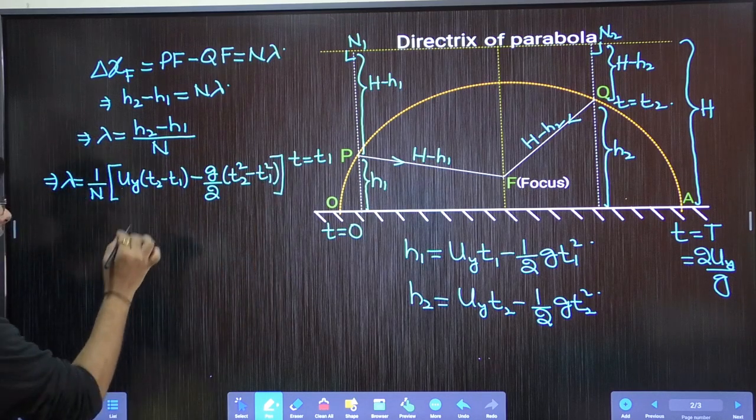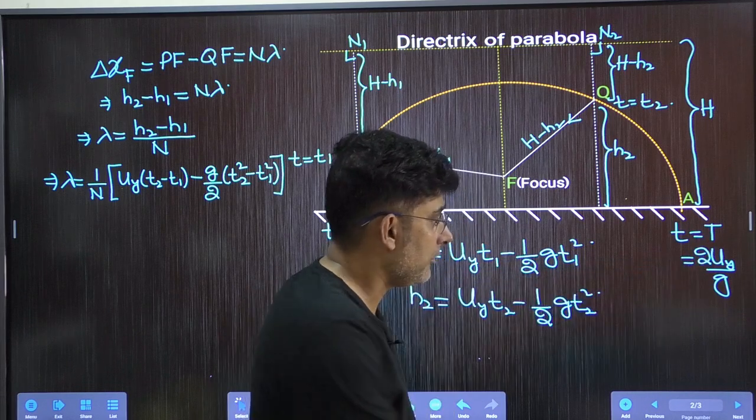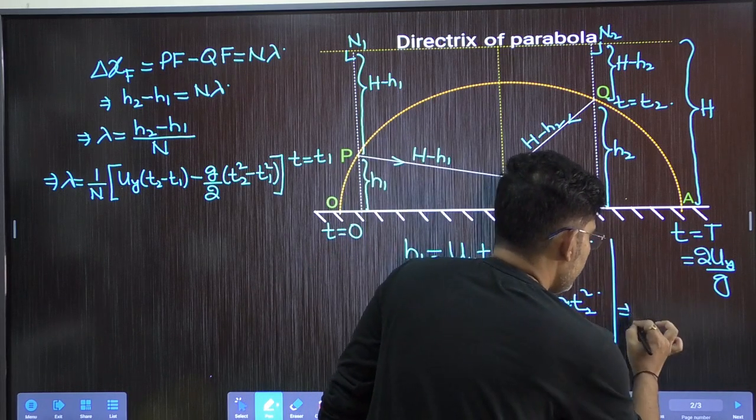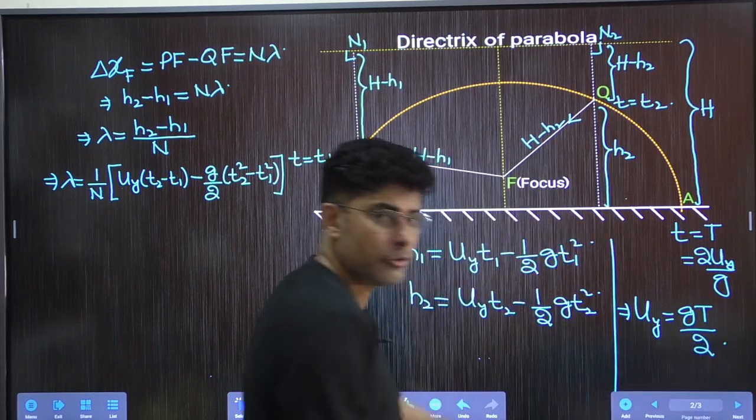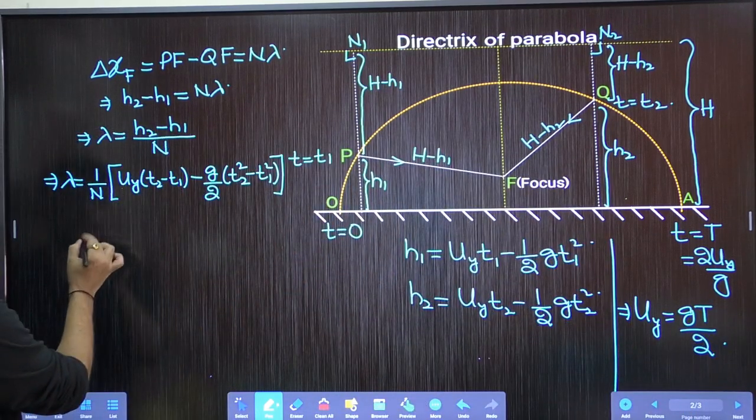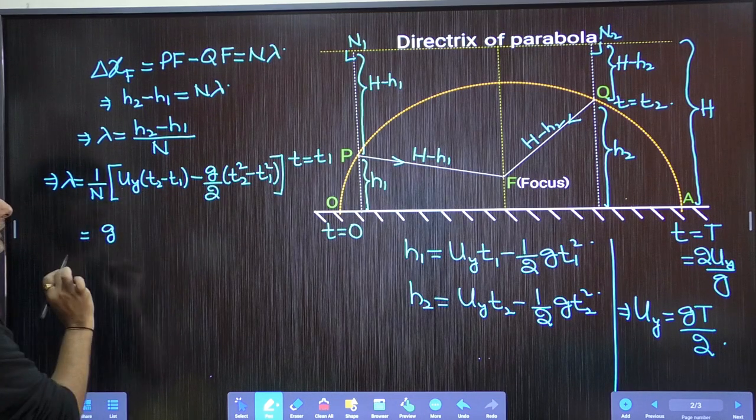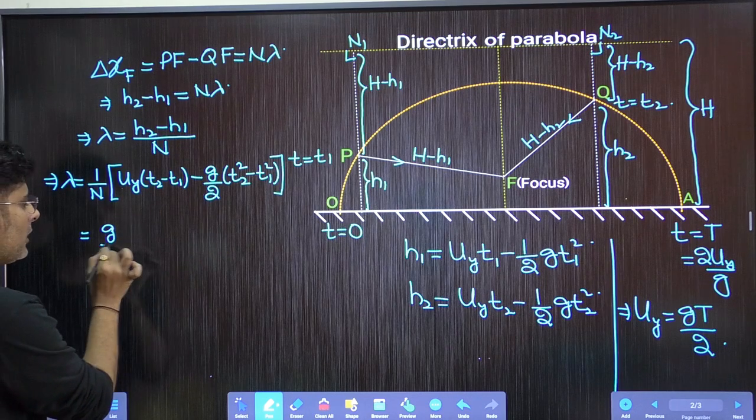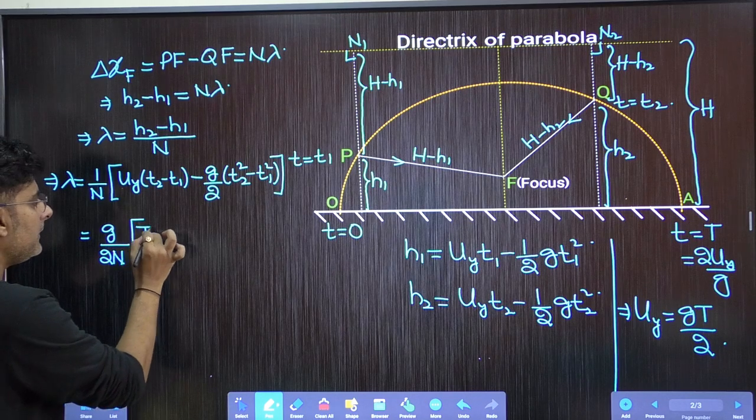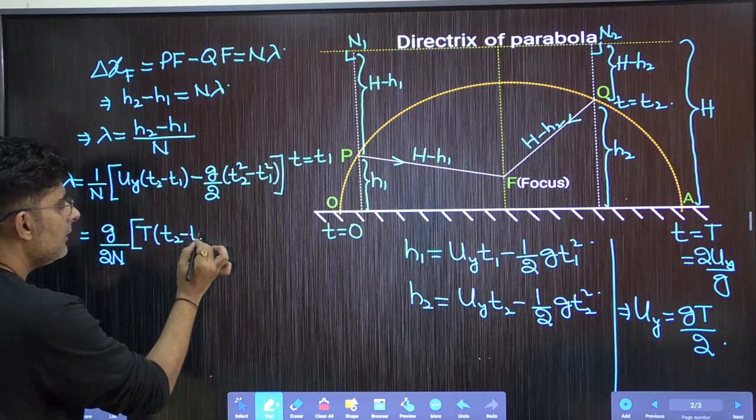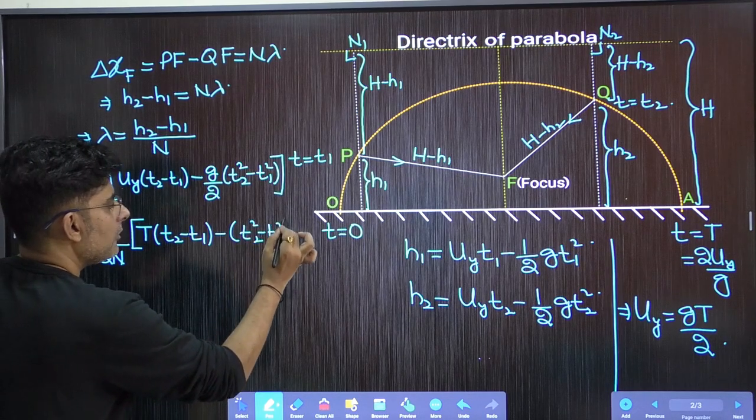I hope it is clear. Now you can see that uy was not given in the question, but the time of flight capital T was given. So can I substitute uy as gT by 2? So uy can be written as gT by 2. The moment I write uy as gT by 2, g can be taken common, 2 can be taken common, n can be taken common. What will be left here? Here we will be left with T and t2 minus t1, and here we will be left with t2 squared minus t1 squared.